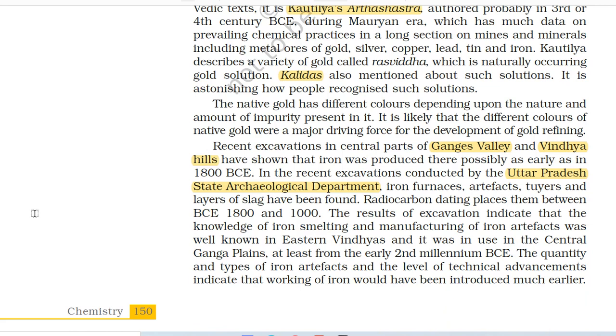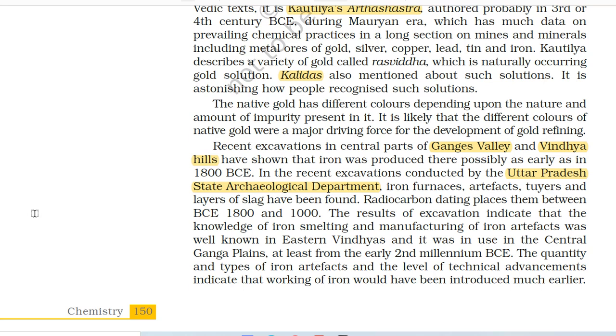The native gold has different colors depending upon the nature and amount of impurity present in it. It is likely that the different colors of native gold were a major driving force for the development of gold refining. Recent excavations in central parts of the Ganges Valley and Vindhya Hills have shown that iron was produced there possibly as early as 1800 before the Common Era.